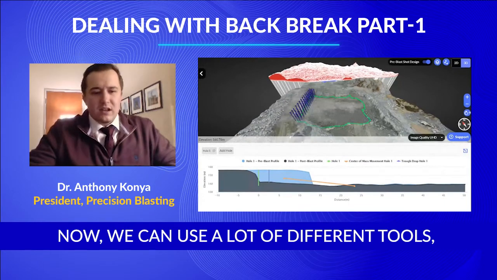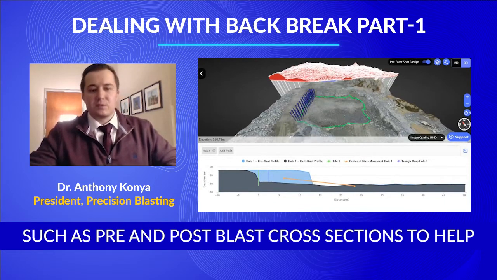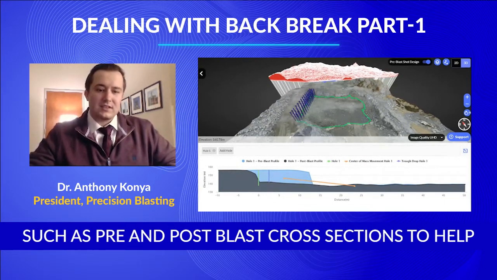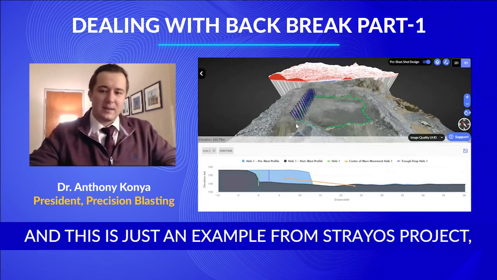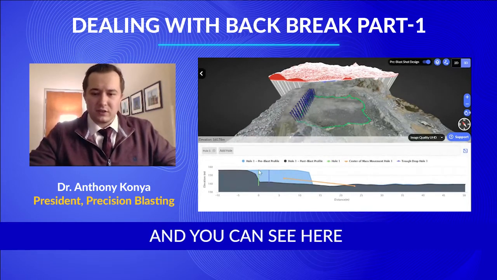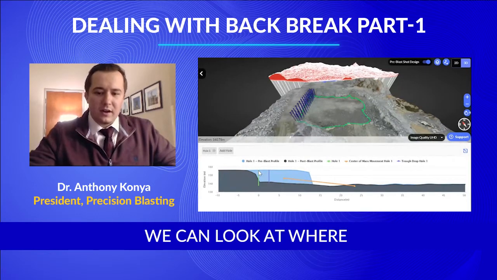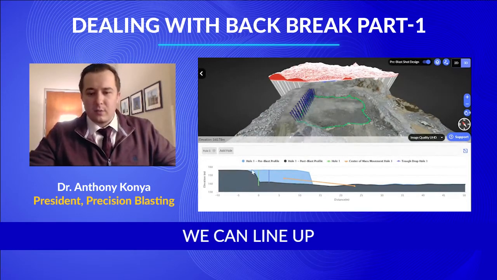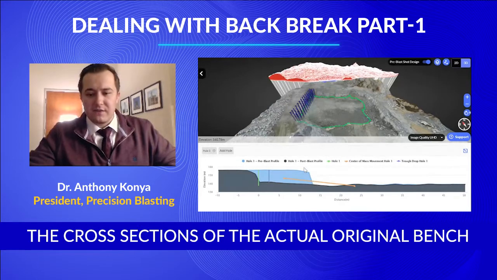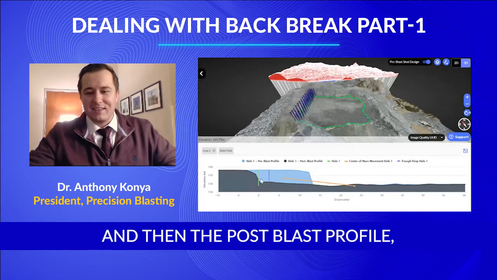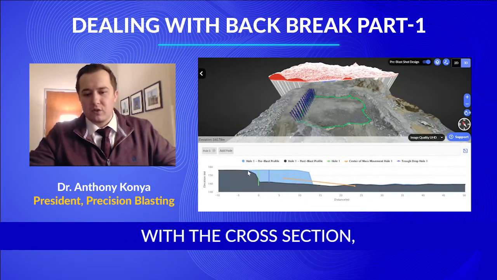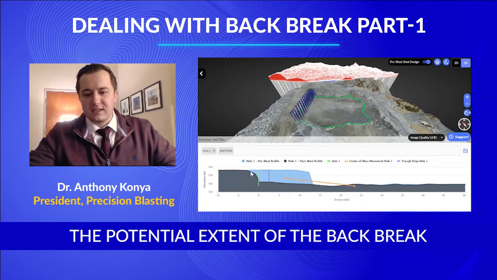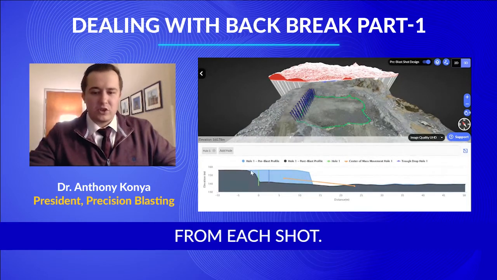Now, we can use a lot of different tools, such as pre and post blast cross sections to help identify the extent of backbreak. And this is just an example from a Strayos project. And you can see here, we can look at where the holes are. We can line up the cross sections of the actual original bench and then the post-blast profile. And we can see then by lining up where our last set of holes was with the cross section, the potential extent of the backbreak from each shot.